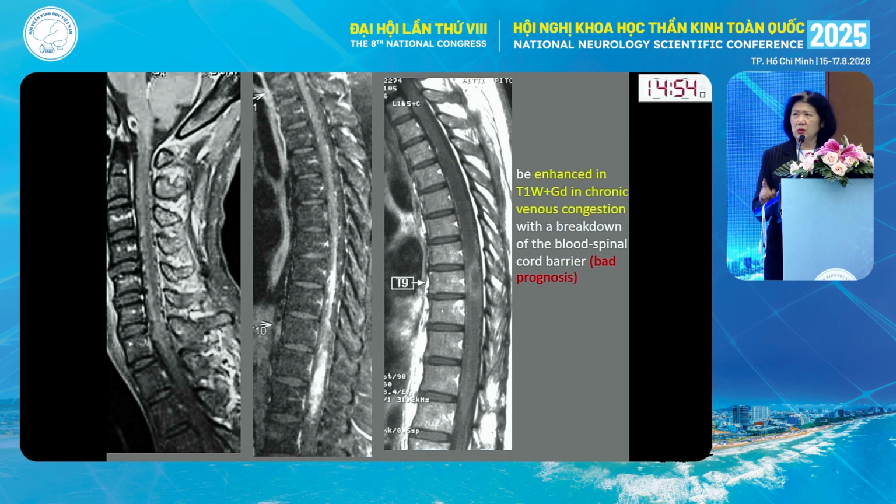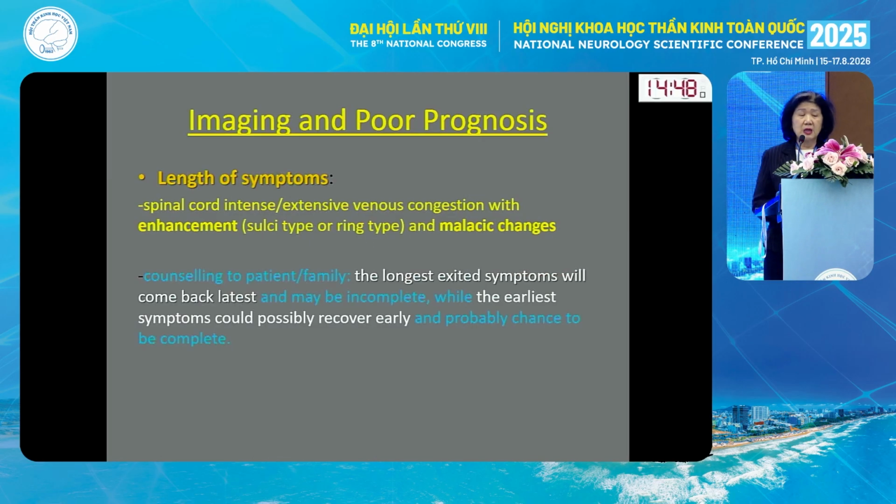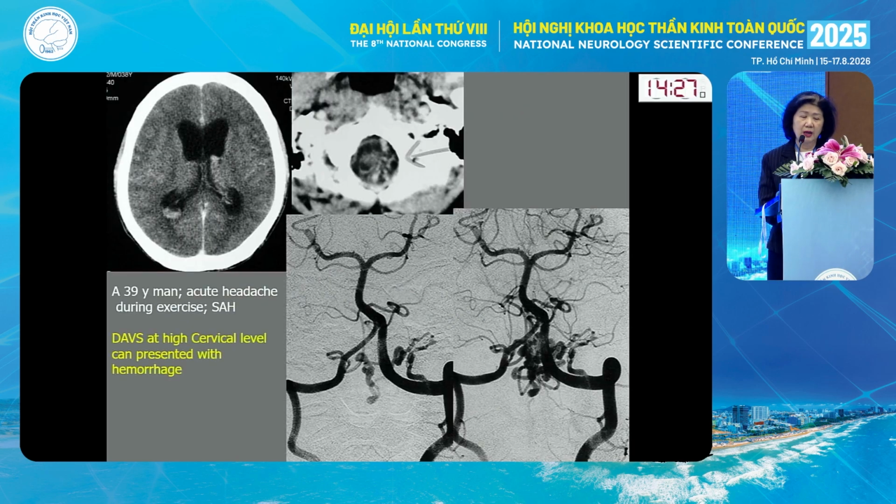There is a good correlation between enhancement and poor prognosis, because the length of the symptoms is related to this enhancement. So that means even if you can finally treat the patient to the curative stage, the signs and symptoms may not come back to normal. It's a bad sign that you can have focal myelomalacic change of the spinal cord.